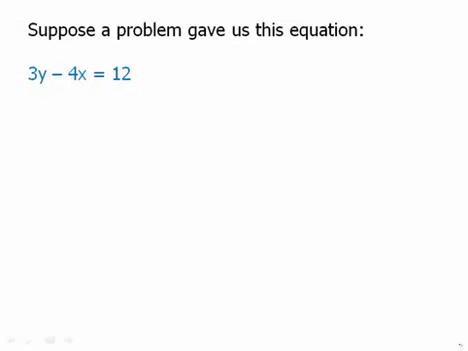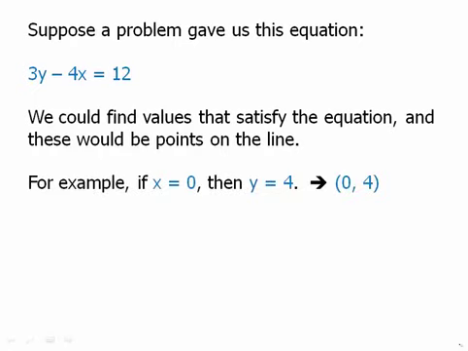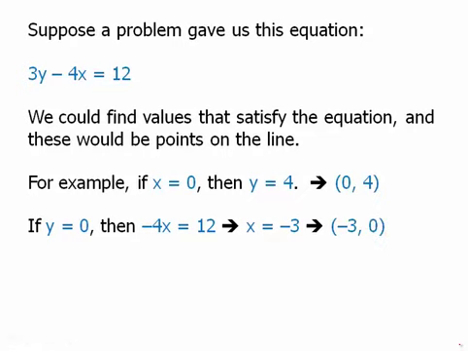So let's look at this particular equation. Suppose the problem gave us that equation. We could find values that satisfy that equation, and these would be points on the line. So for example, we could just plug in. If we plug in x equals 0, then we'd get 3y equals 12, so y would equal 4. So that means that (0, 4) has to be one point on the plane. Similarly, we could plug in y equals 0. If y equals 0, then we get negative 4 equals 12. We divide, we get x equals negative 3. So that must be another point on the plane: x equals negative 3, y equals 0.